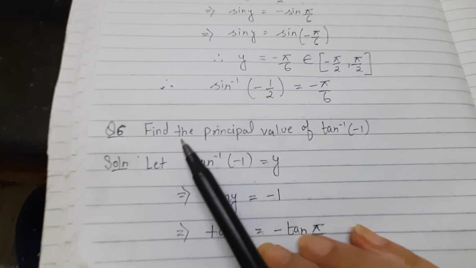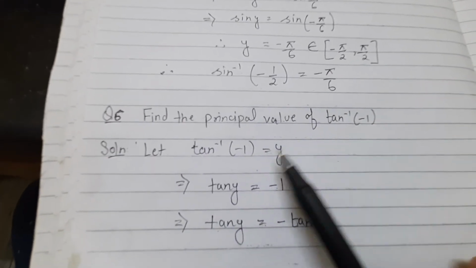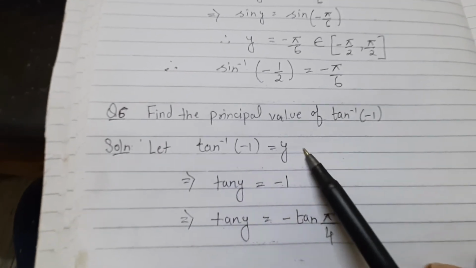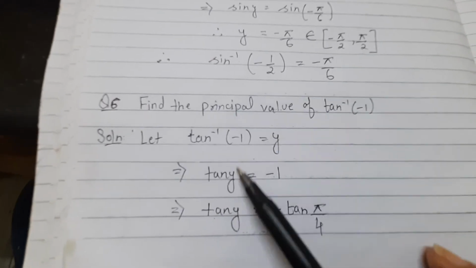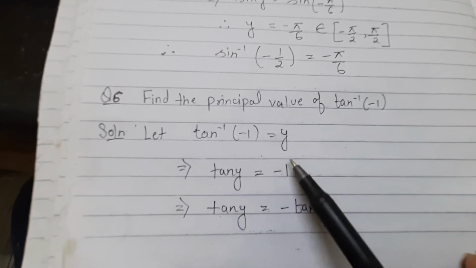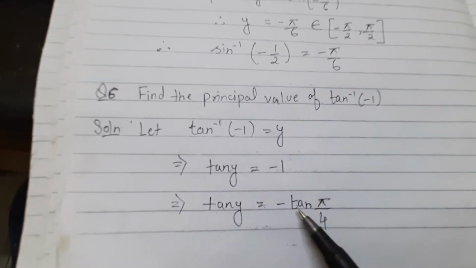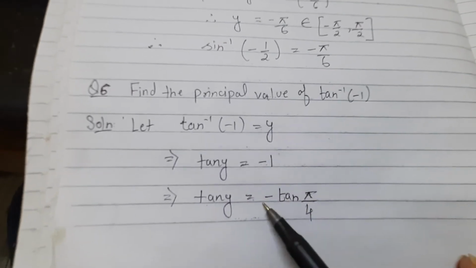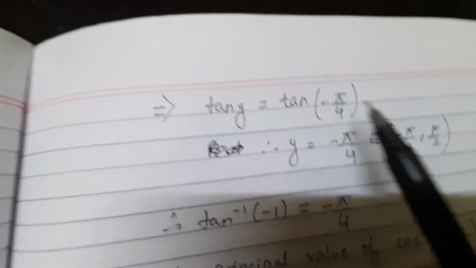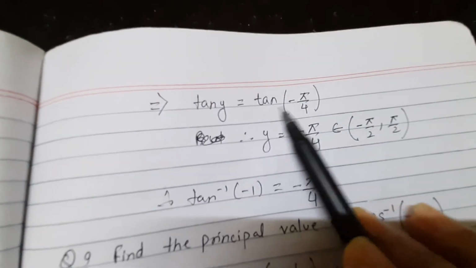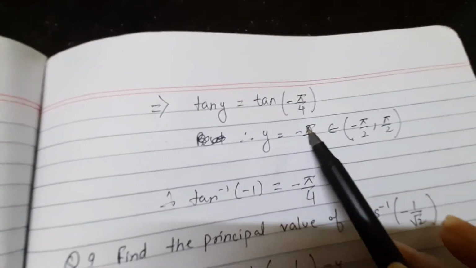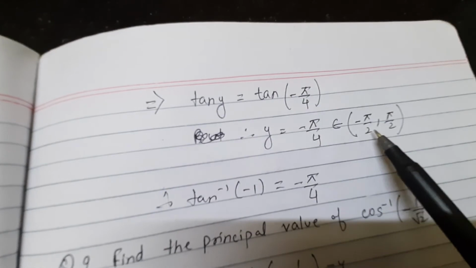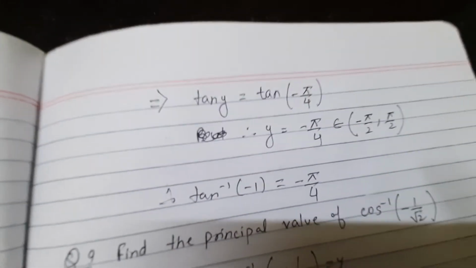Here also, question number 6. Find the principal value of tan inverse minus 1. So again in the same manner we will proceed. Tan inverse minus 1 is equal to y and tan y is equal to minus 1. So when is tan y 1? At pi by 4. So minus tan pi by 4. Again, tan of minus theta is minus tan theta, so I will write minus tan pi by 4 as tan of minus pi by 4. So when you compare, y is minus pi by 4 and minus pi by 4 belongs to the principal value branch minus pi by 2 to pi by 2.